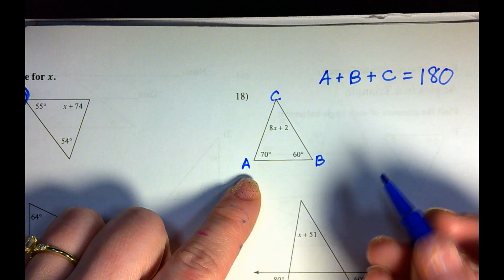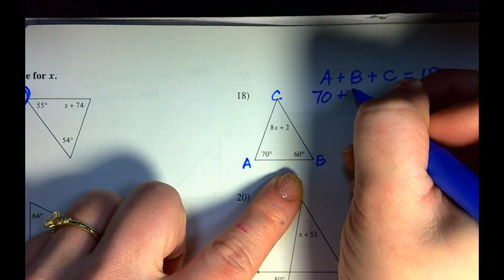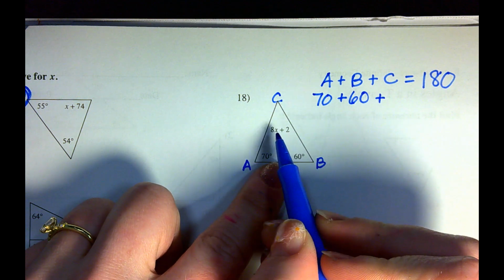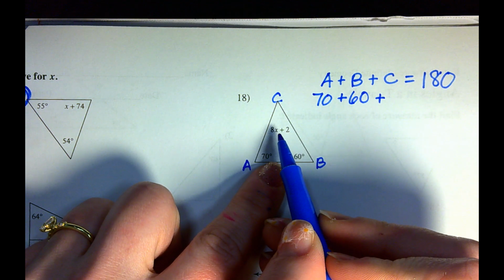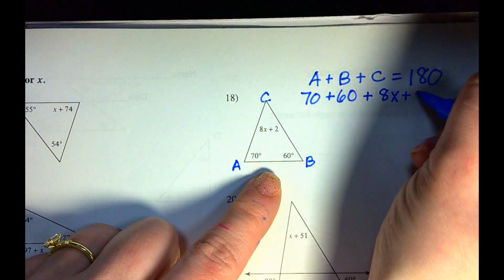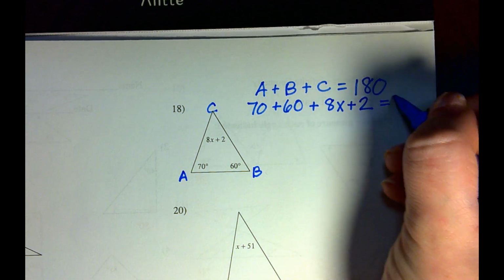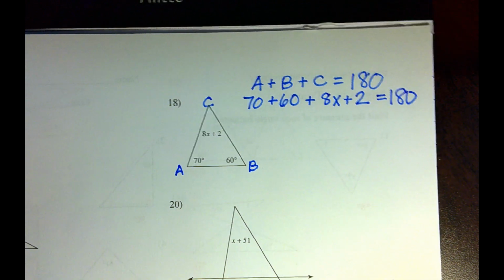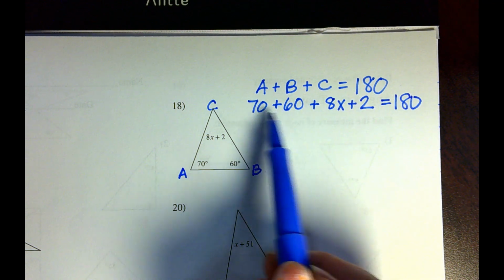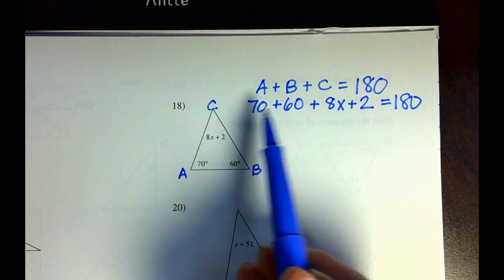A is 70 plus B is 60 plus, here's the only thing different. C, instead of a number, we have 8x plus 2. So we're going to write, instead of C, 8x plus 2 equals 180. And before we go any further, is anyone not sure where we got all these numbers from on the second line here?